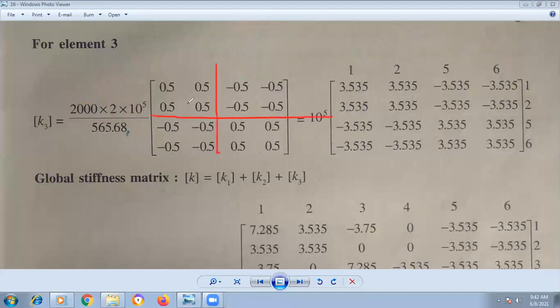So these values you get from element connectivity data. Now how to write it? First write the L square, M square all positive terms. Diagonally opposite you will have the same positive terms. Whatever you have written positive, write negative here. Similarly in the diagonally opposite side.